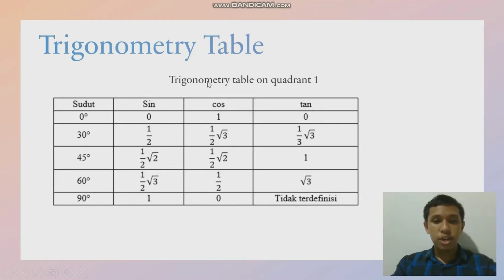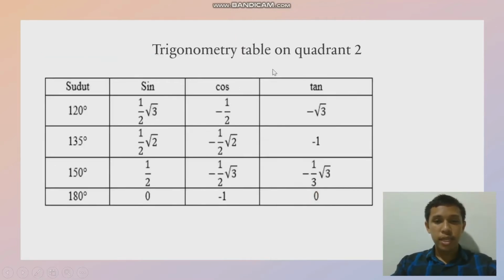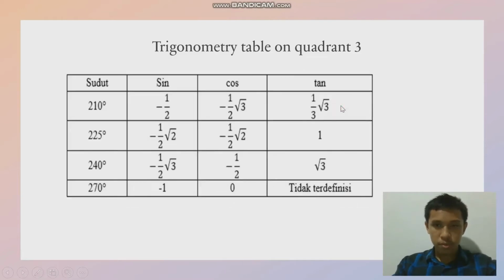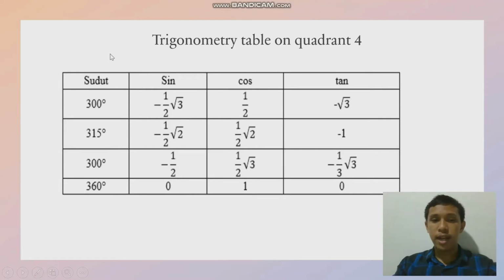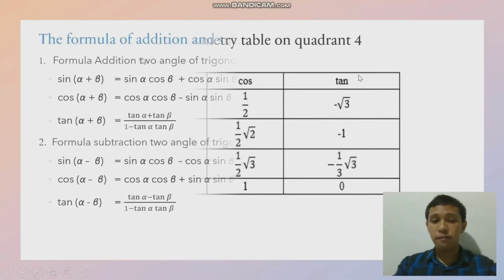So this is the trigonometry table on quadrant 1, and look at this, the trigonometry table on quadrant 2, the trigonometry table on quadrant 3, and for the last, the trigonometry table on quadrant 4.